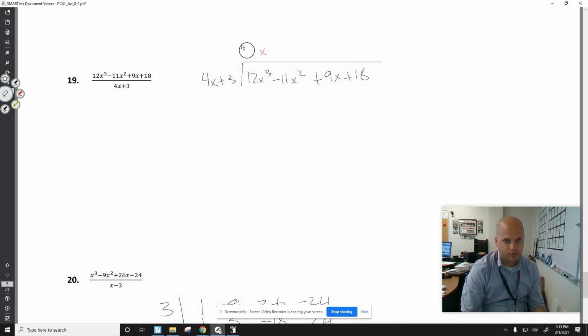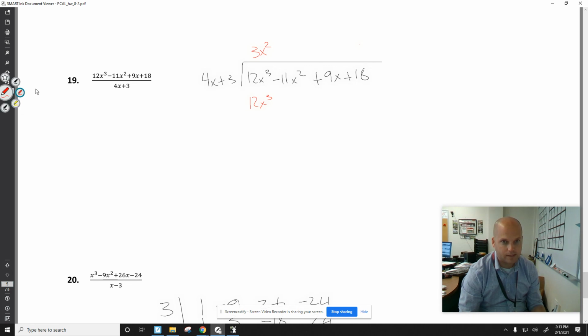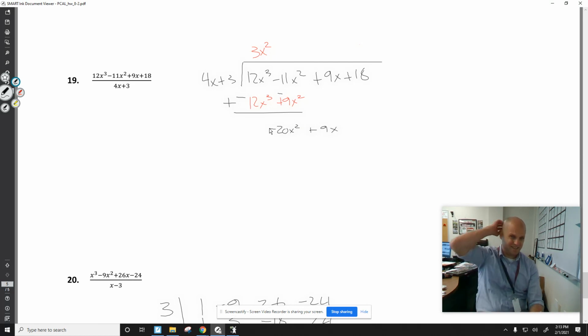3x. Why 3x? Because 3x times 4x gives me 12x cubed. 3x squared. 12x cubed. Okay, so 4x plus 3, I get 12x cubed plus 9x squared. Okay, subtract. It's the same as adding the opposite. I'm going to do that so that I get the correct signs. Bring down the 9x. Okay, that fits nicely. If it didn't, I'd be really upset.